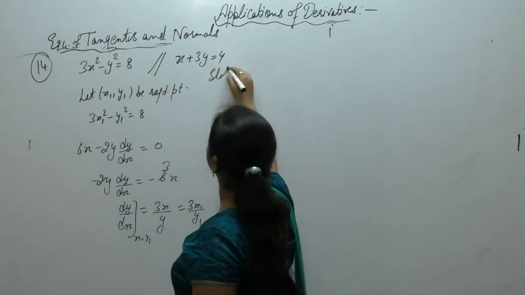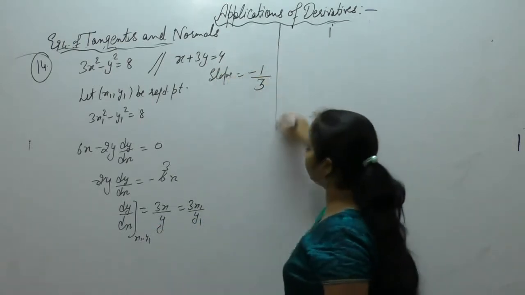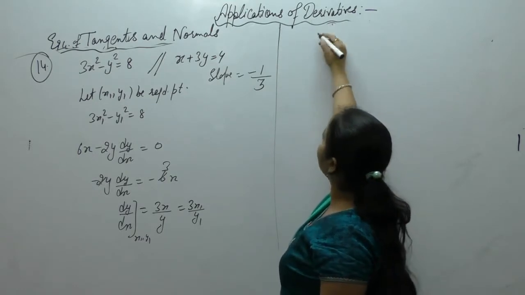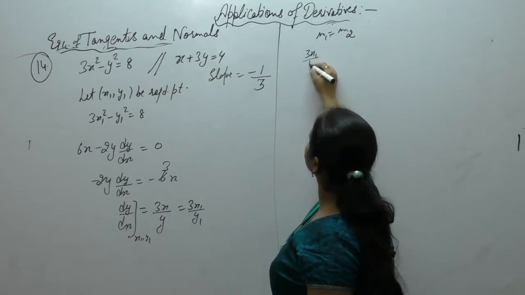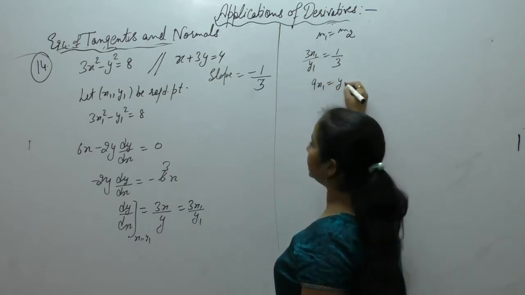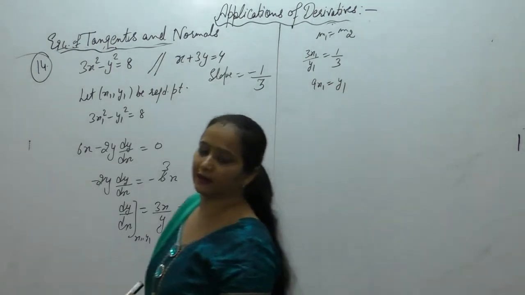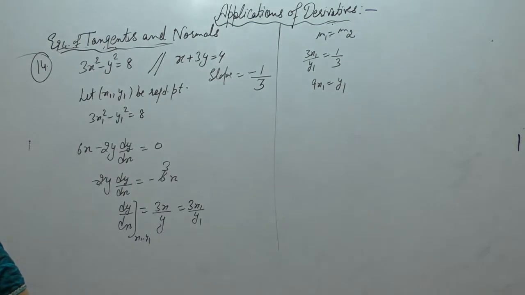Now the slope of the given line is minus coefficient of x upon coefficient of y. These lines are parallel, so their slopes will be equal. 3x1 upon y1 equals minus 1 upon 3, so 9x1 is equal to minus y1.